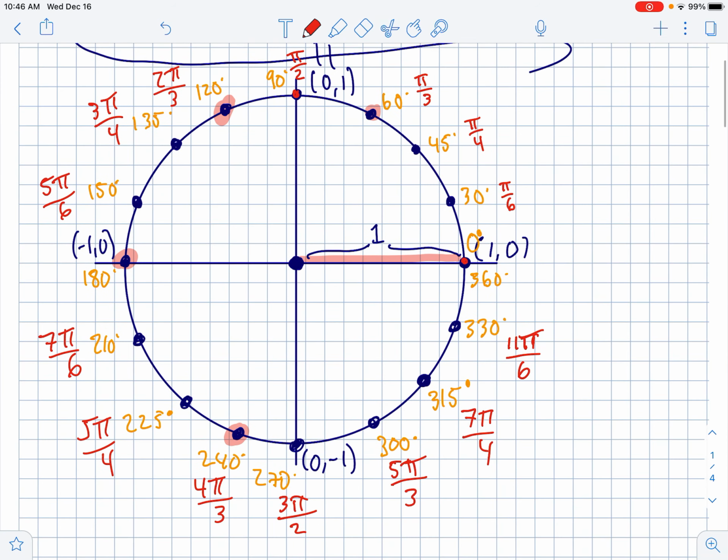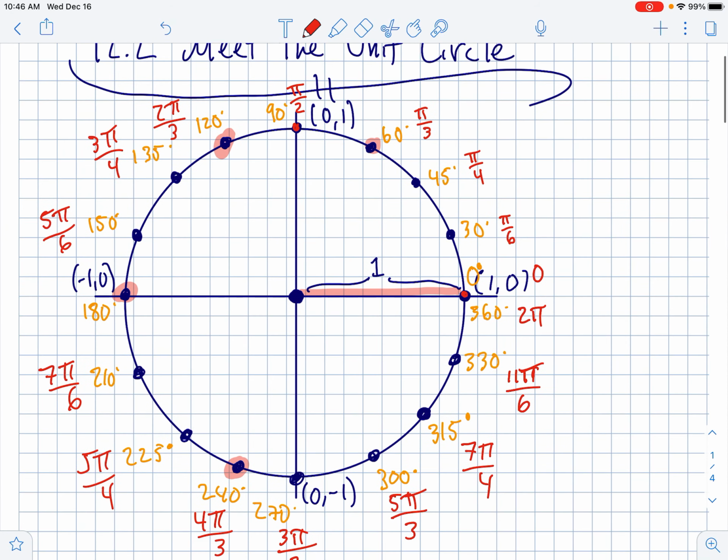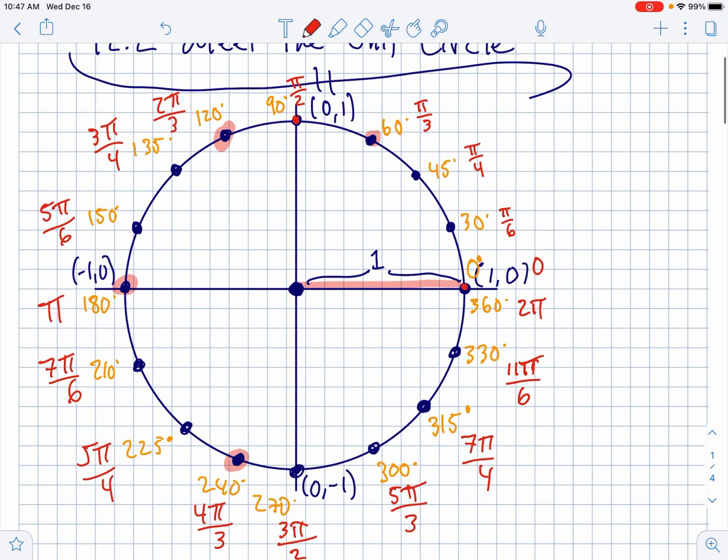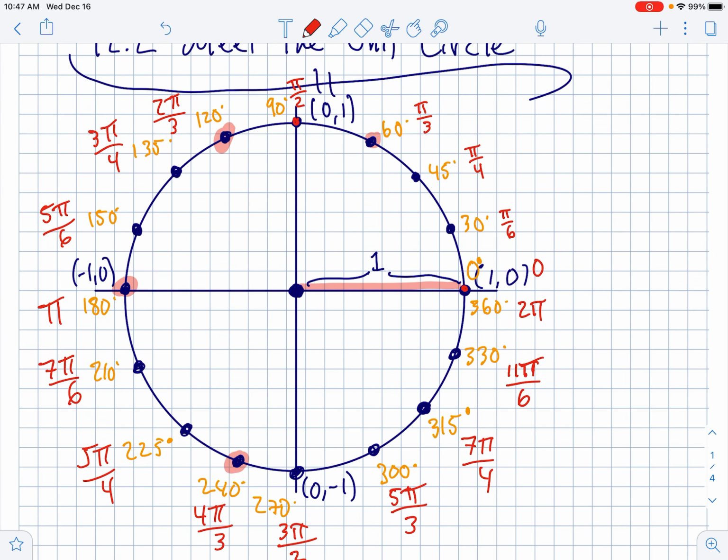Let me see if I got them all. This is 0 still in radians and 2 pi in radians if you go full circle. Oh, the only other thing left is that half of 2 pi over here, that 180 is pi. There you have it. These are all the very important spots around the unit circle. We notice we haven't filled out the coordinates of any of these guys. That's going to come more on Friday's lesson.